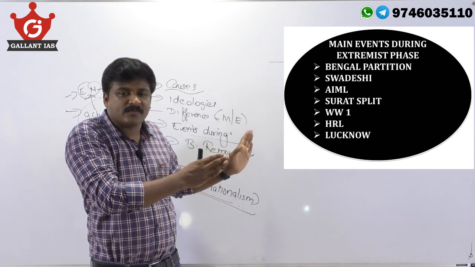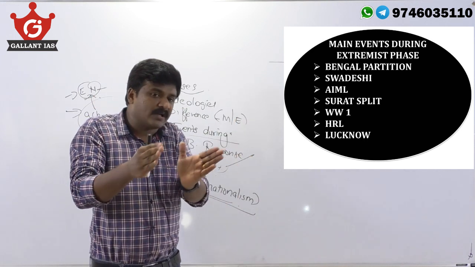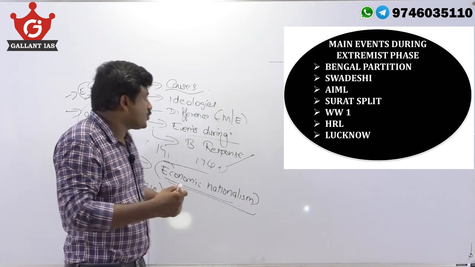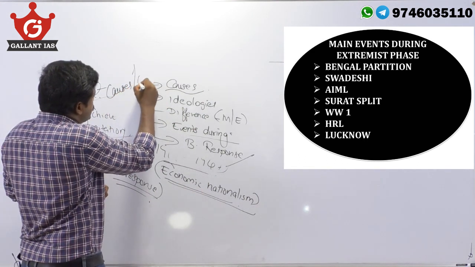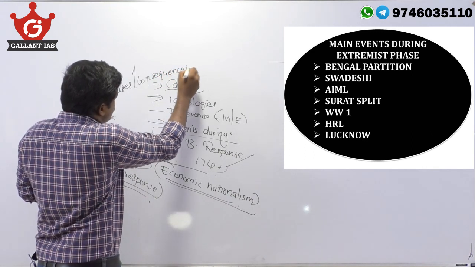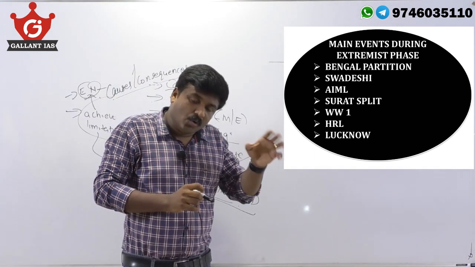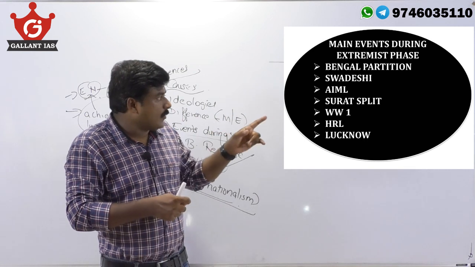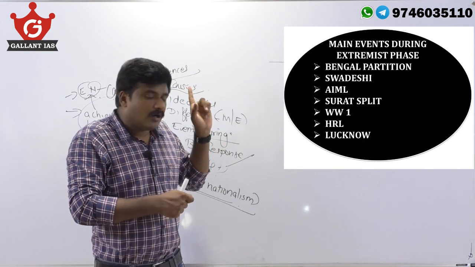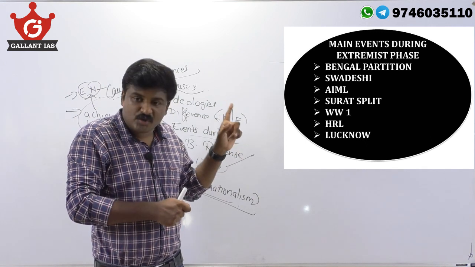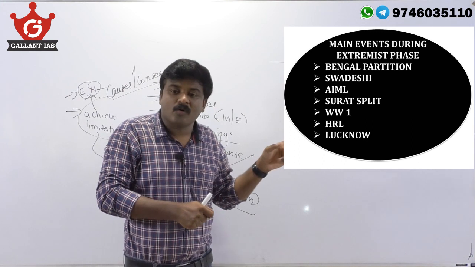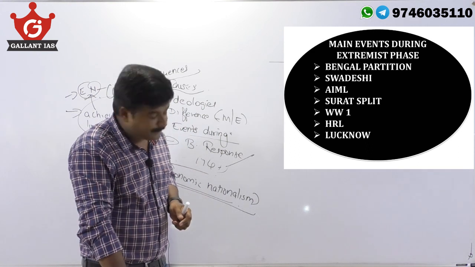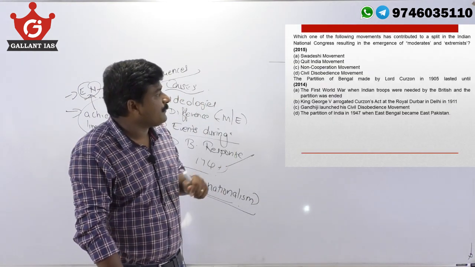You can see what all the major events were that happened during this particular period, 1905 to 1919, the extremist phase. You have to analyze their causes and consequences well. Lots of questions are asked on the causes, consequences, and the major personalities involved in these events. Okay, take care: Bengal partition, anti-Bengal partition movement, Swadeshi movement, All India Muslim League formation, Surat split, World War I, then the Home Rule League movement, Lucknow session, Lucknow Pact. This has to be analyzed very well so that you can score well from this area. The questions I have just shown you.